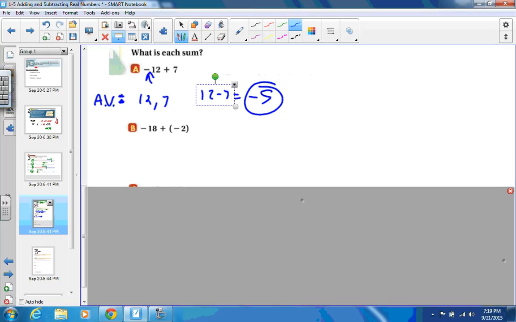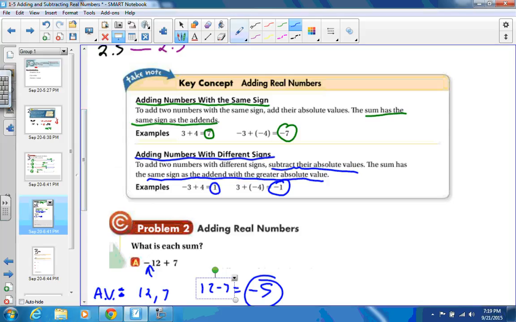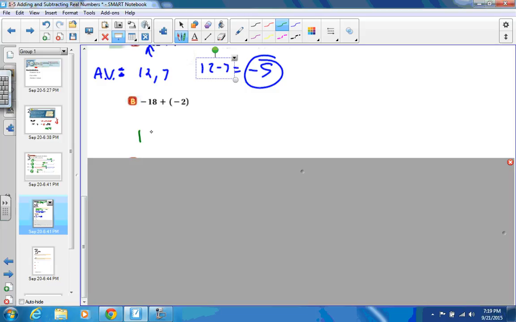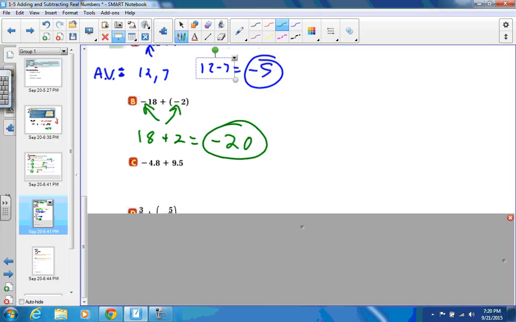Now we have two of the same signs. So if we look at the same signs up here, I'll use green to show it. Same signs, we look for the absolute value, combine them, so this would be 18 plus 2 is 20. But since they're both negatives, the answer has to be negative. Okay? All right, let's look at the next one.